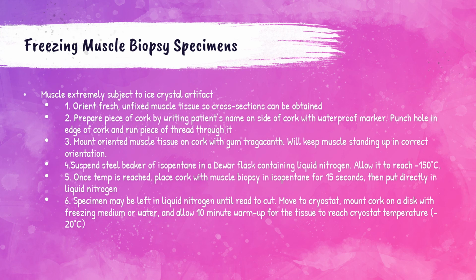It can remain in the liquid nitrogen until it's time to cut it. The thread that was put through the hole in the cork can be taped to the outside of the liquid nitrogen container if it needs to stay in there, stored until it's ready to be cut. After the liquid nitrogen step, the cork should be mounted on a disc with a freezing medium or water. There should be about a 10-minute warm-up for the tissue to reach the cryostat temperature, which is about negative 20 degrees Celsius.